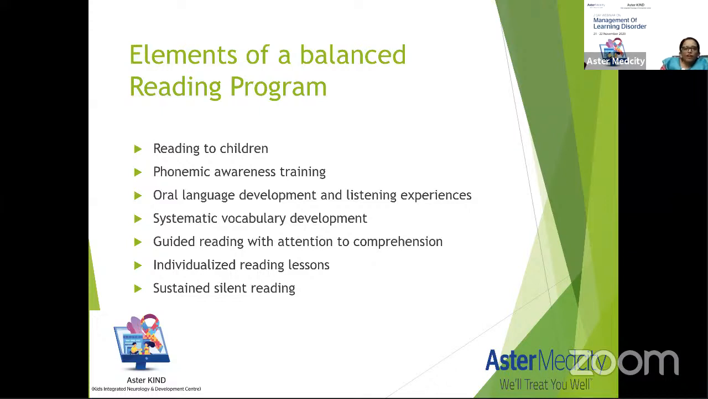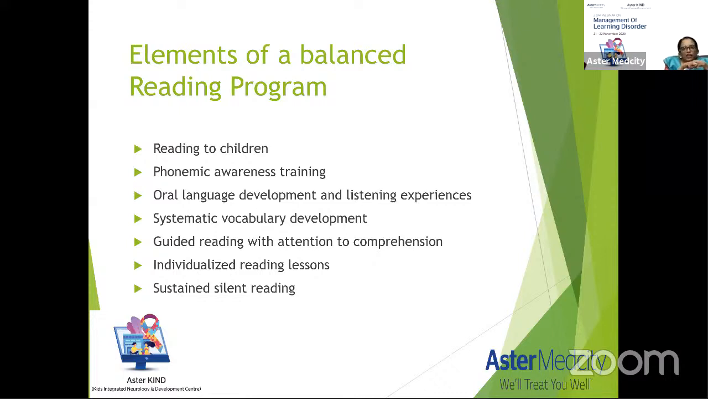We read stories to them. Then phonemic awareness is there, and oral language development. Show something to a child and ask what this is and say something about it. Oral language development, listening skill: they have difficulty speaking fluently, so talk to them, spend time with them. Systematic vocabulary development: daily two or three new words must be taught. Guided reading with attention to comprehension: comprehension activities must be included. Then individual reading lessons: daily reading practice must be there.